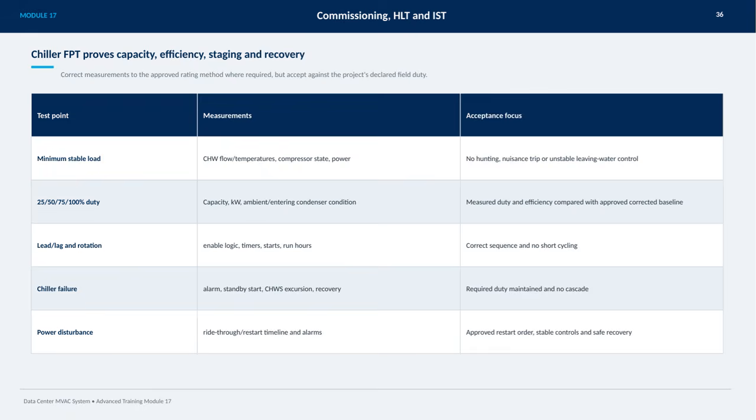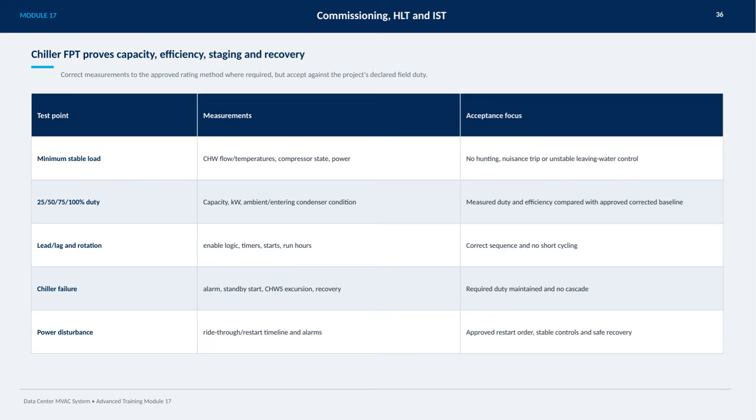During a chiller failure test, alarms, standby starts, chilled water supply excursions, and recovery are verified to ensure required duty is maintained without unwanted cascade effects. Finally, power disturbances are simulated to test ride-through, restart timelines, alarms, and the approved restart order, ensuring stable controls and a safe recovery process.